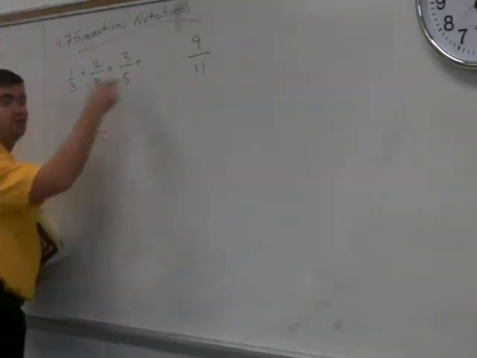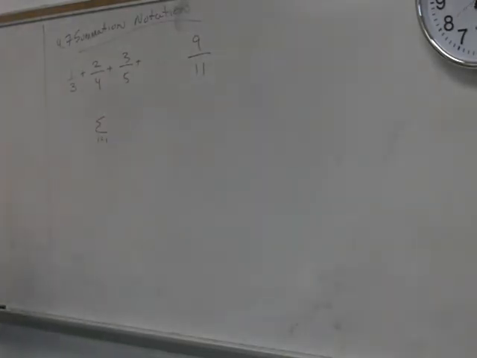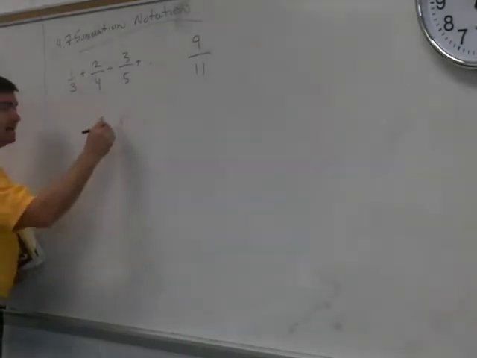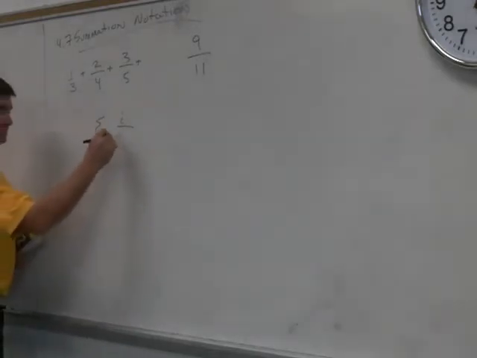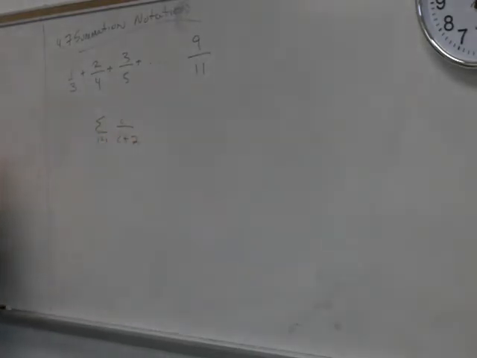There could be 2 terms. There could be 29 terms. We got to figure out how many. So the next step is we got to figure out the rule. 1 and 3, 2 and 4, 3 and 5. Look at your numerator. Look at your denominator. What do you think goes on the top? Just i. When i is 1, you got 1. When i is 2, you got 2, and so on. What do you think goes on the bottom? i plus 2, is that right? Good call. Definitely i plus 2 on the bottom.